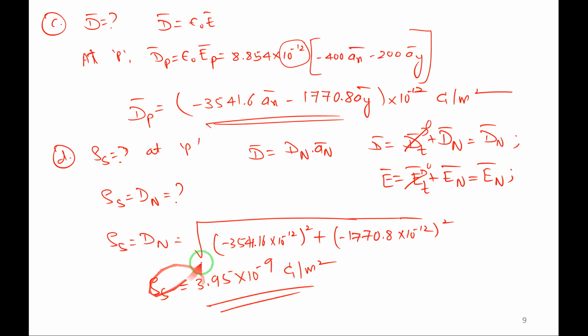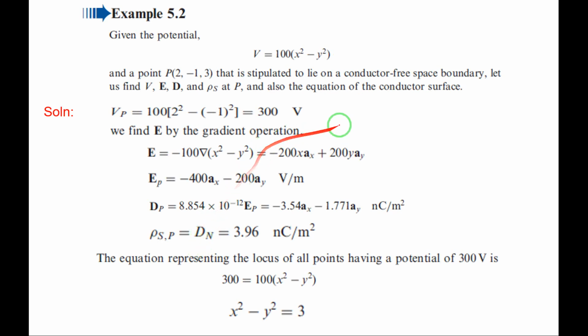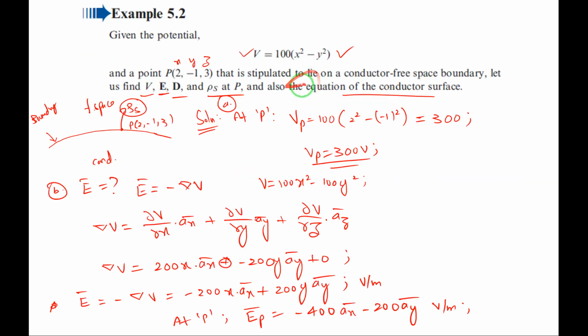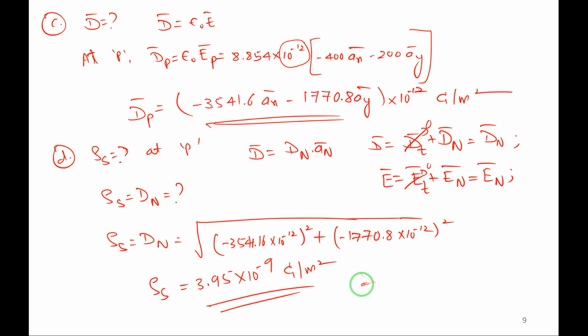Right? So I have written the answers in the next slide. We'll verify. One more thing is left out. Also find the equation of the conductor surface. This is the equation, but what is V? We have found out that it is 300 volts. So part E, equation of conductor surface.